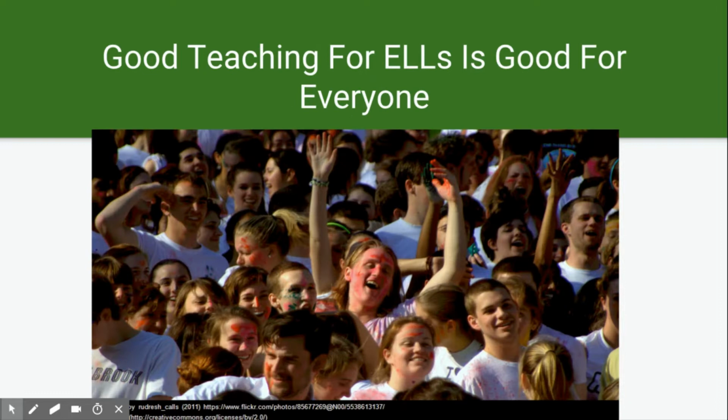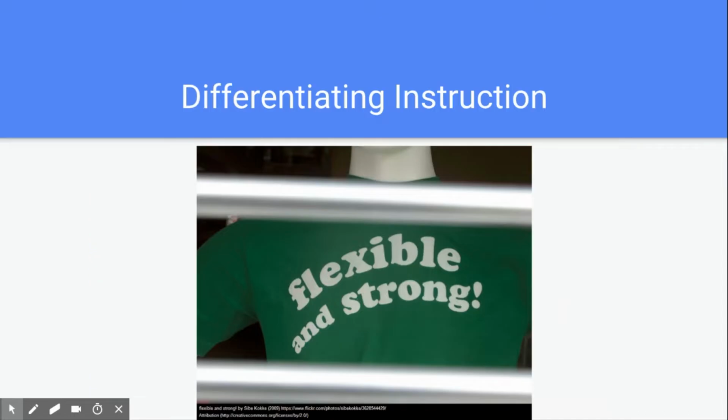The second key point that undergirds my perspective on teaching ELLs is that good teaching for ELLs is good for everyone. The strategies that I'll be talking about in this session I use in my ELL classes, but I also use in all of my other classes, including my International Baccalaureate philosophy classes. So the first thing we'll cover is differentiating instruction.